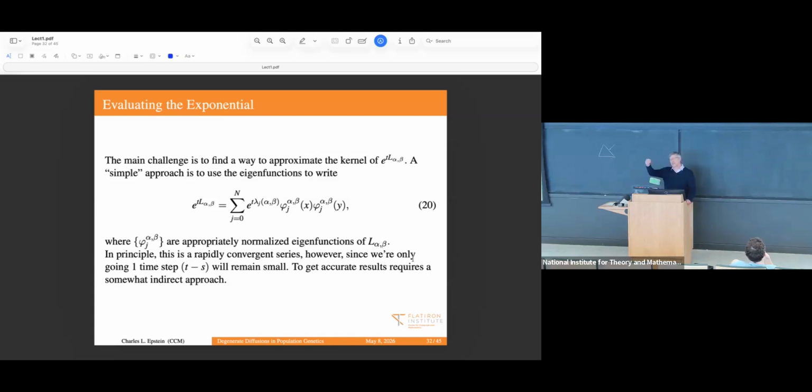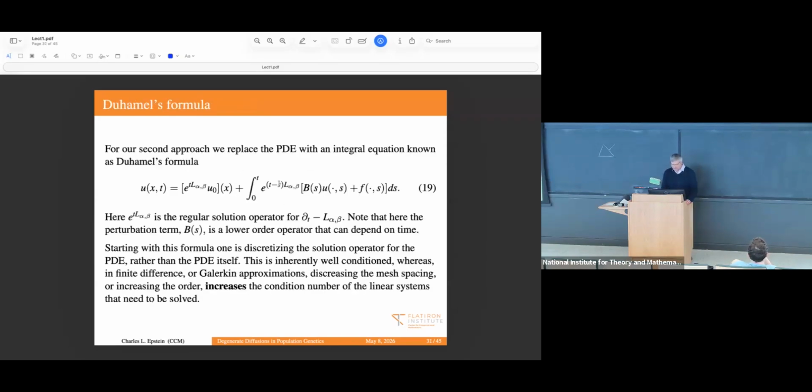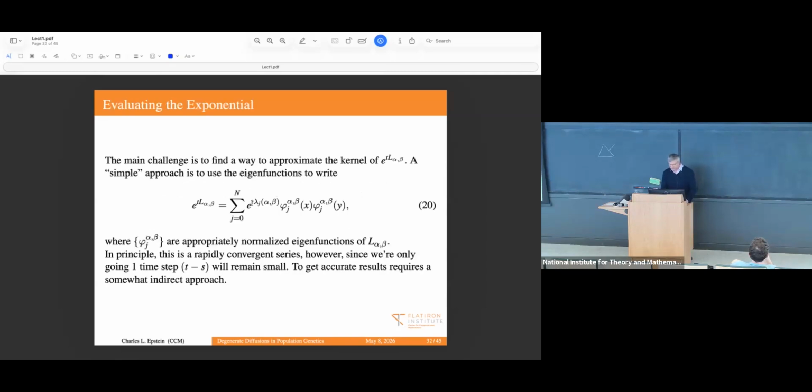To time step this problem, to go from one time to the next time, you see here that we have this t minus s. And for the important part of the solution, t minus s is actually going to be very small. So you're not getting a lot of rapid convergence here because you're going to be evaluating this at very small values. So while in principle it's a good idea, in practice it's actually hard to do it carefully enough.